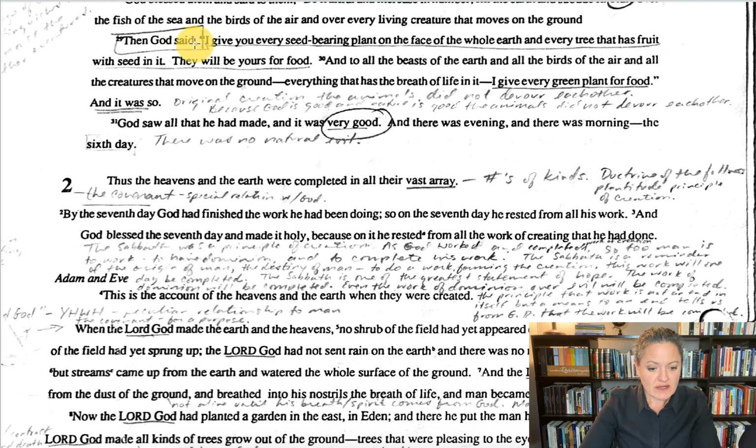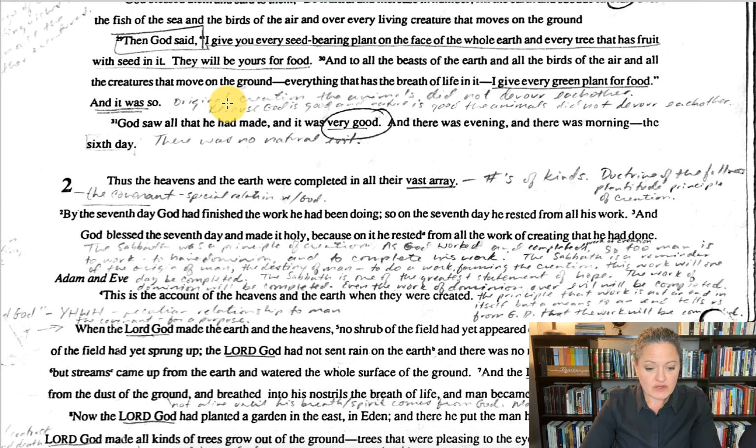Then God said, "I give you every seed-bearing plant on the face of the whole earth, and every tree that has fruit with seed in it. They will be yours for food." So notice, everybody's a vegetarian originally. Everybody's a vegan. "And to all the beasts of the earth, and all the birds of the air, and all the creatures that move on the ground, everything that has the breath of life in it, I give every green plant for food." Animals aren't eating each other. That's something that is necessary for the evolutionary account, survival of the fittest. But here, everybody's eating green plants for food. And it was so. God said it, and it was so.